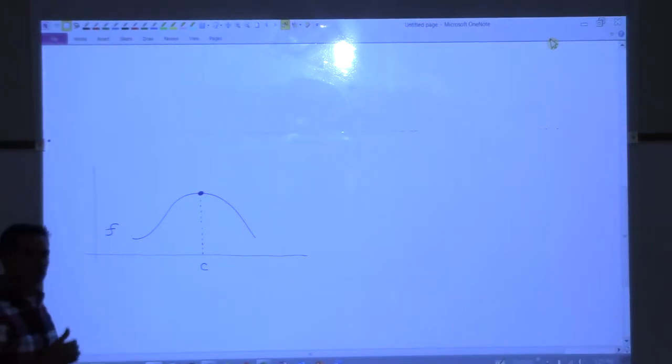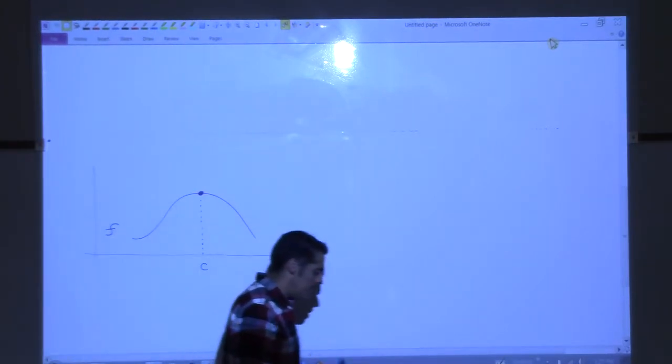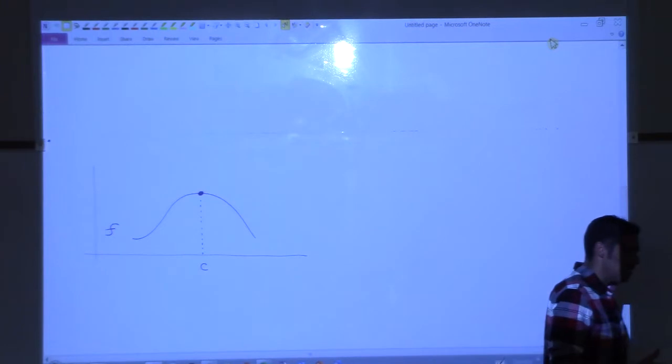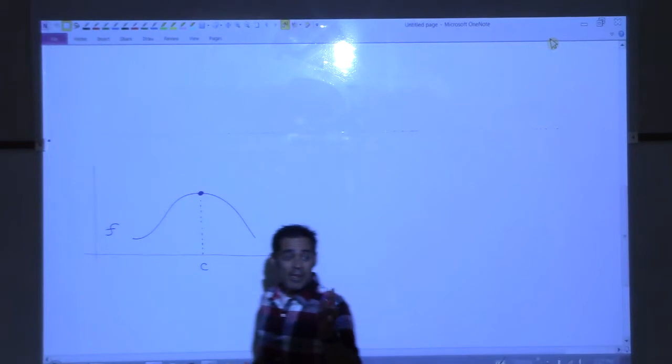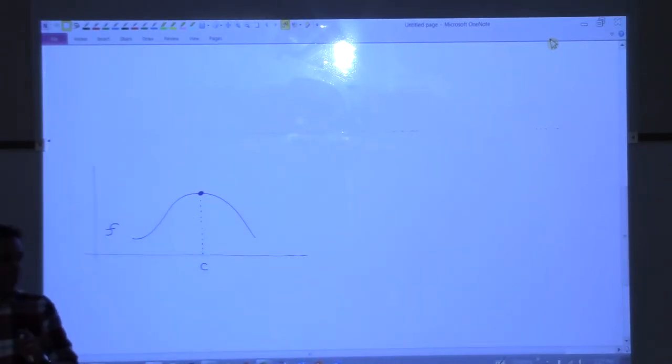Is the theorem saying if your function has a maximum or minimum at some point c, then the derivative at that point must be 0? That's not what it says. We have to be real careful. If the derivative exists, then it must be 0.